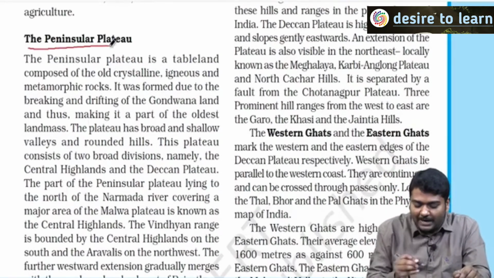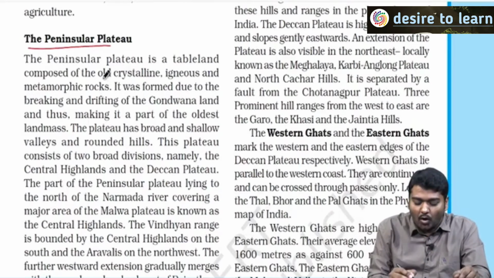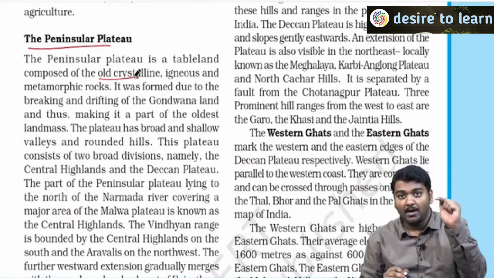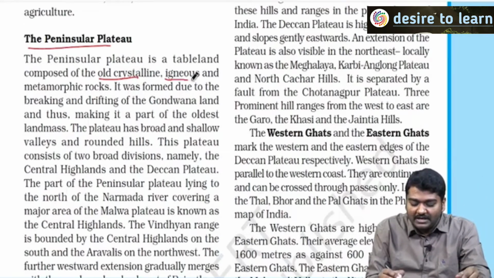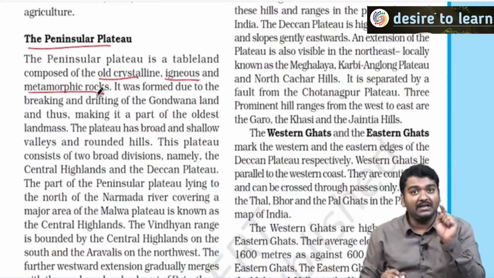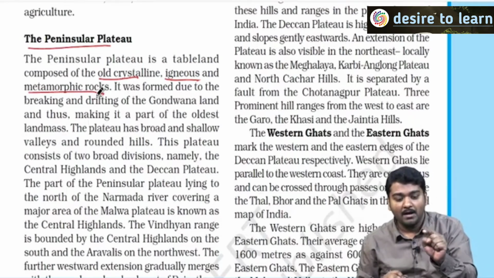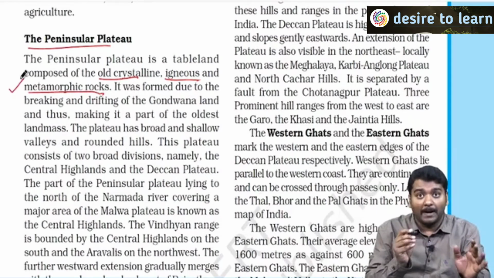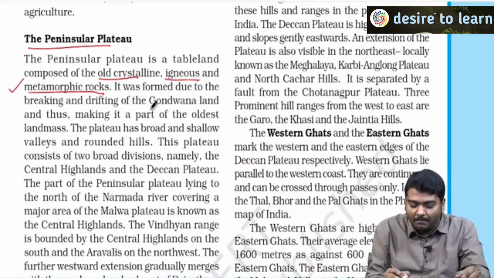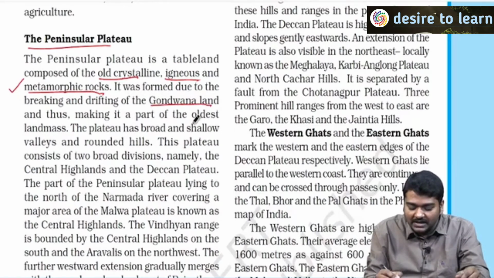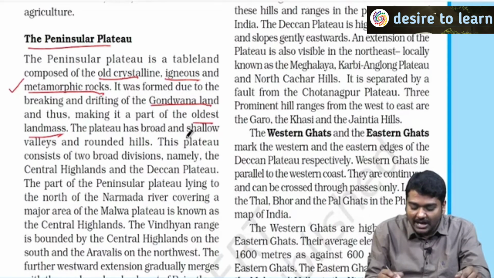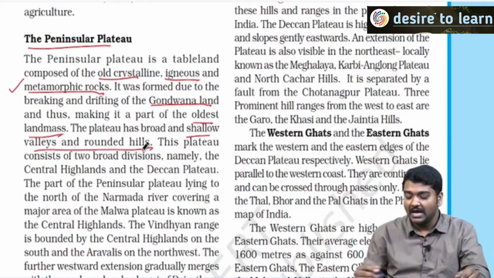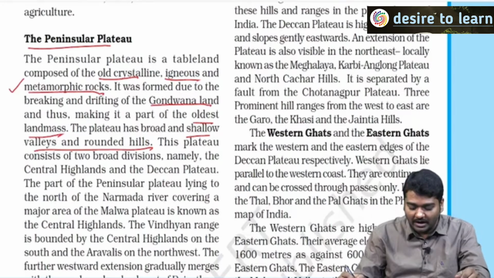The peninsular plateau, when I am talking, it is the old crystalline, there it was young, both Himalayas and plains. It is made up of igneous and metamorphic rocks. Igneous means magma and metamorphic compressed pressurized. It is part of Gondwana land, thus it is the oldest. The plateau has shallow valleys and rounded hills. The meaning of that is it is old again.